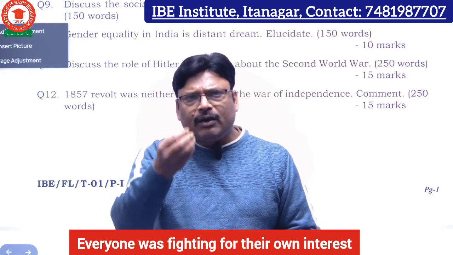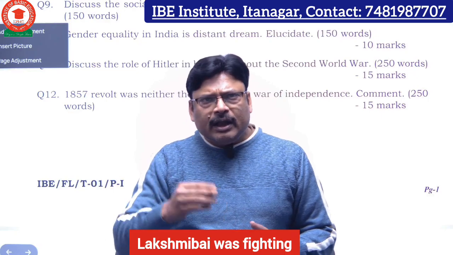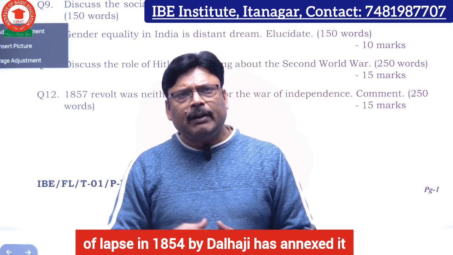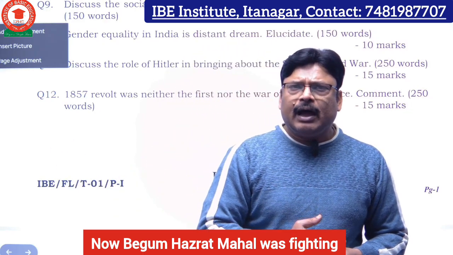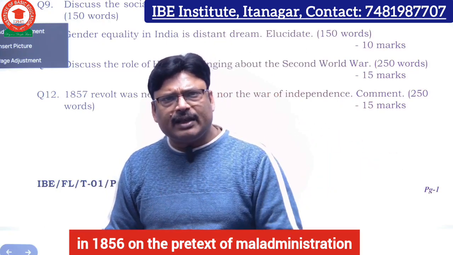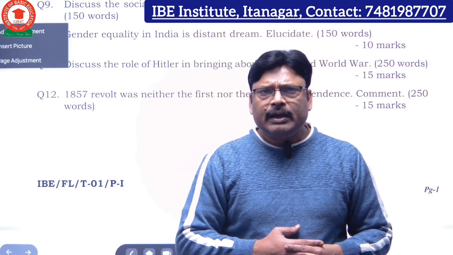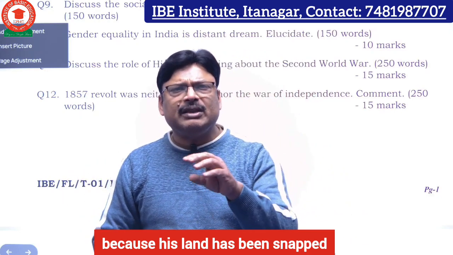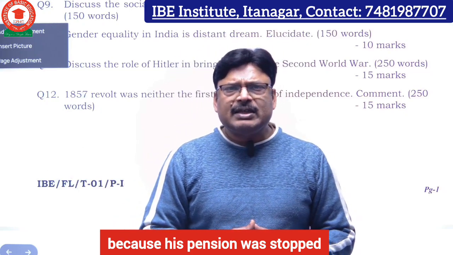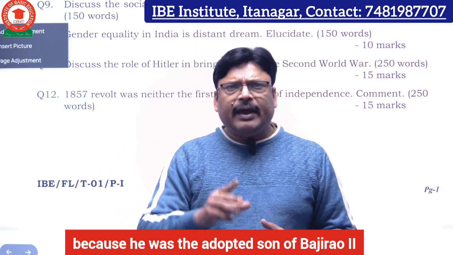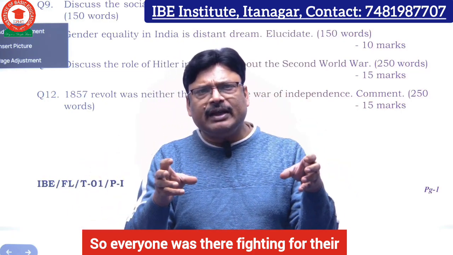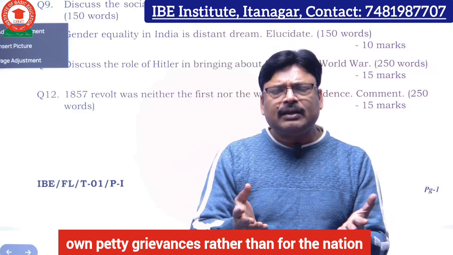Everyone was fighting for their own petty interest. Lakshmi Bai was fighting because her Jhansi had gone: Dalhousie annexed it in 1854 through the doctrine of lapse. Begum Hazrat Mahal was fighting because Awadh was annexed by Dalhousie in 1856 on the pretext of maladministration. Veer Kunwar Singh was fighting because his zamindari had been snapped. Nana Sahib was fighting from Kanpur because his pension was stopped, as he was the adopted son of Bajirao II. So everyone was fighting for their own petty grievances rather than for the nation.